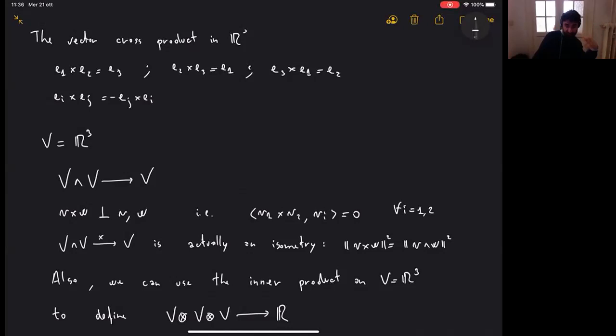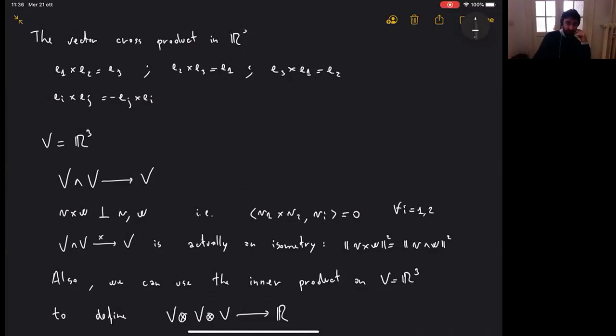The second property of the vector cross product on R^3 is that it is actually an isometry between V wedge V, where V is R^3, and V. So the norm of the cross product of v and w is the same as the norm of the wedge product of v and w, where the metric on the wedge product is the one induced by the metric on V.